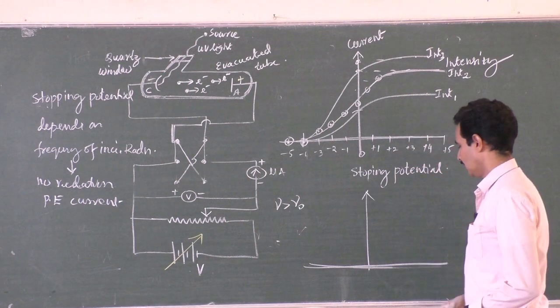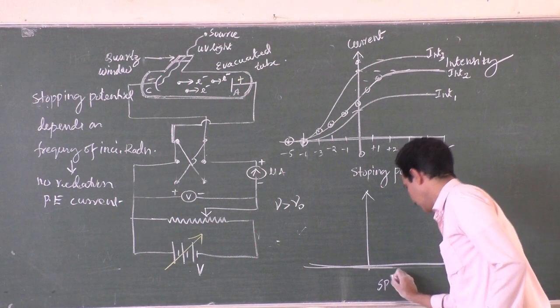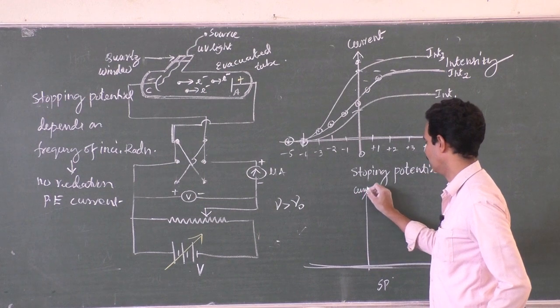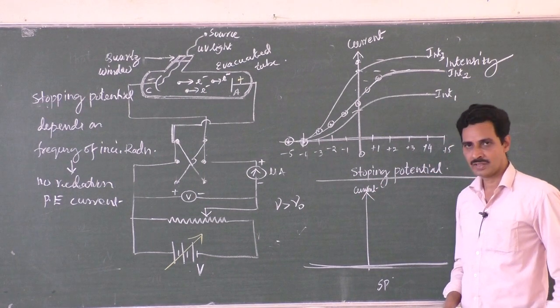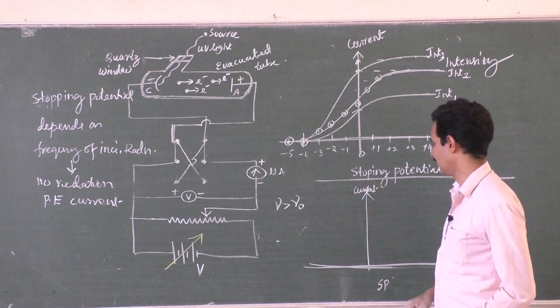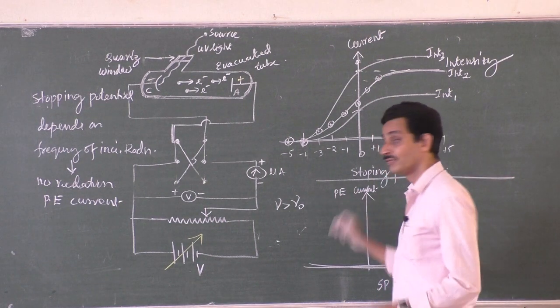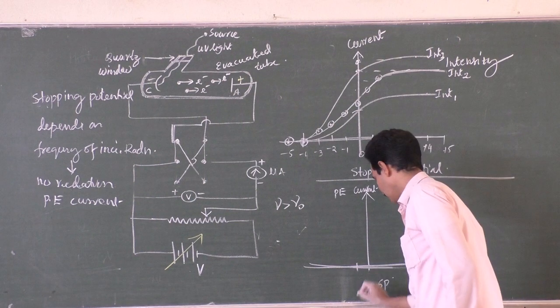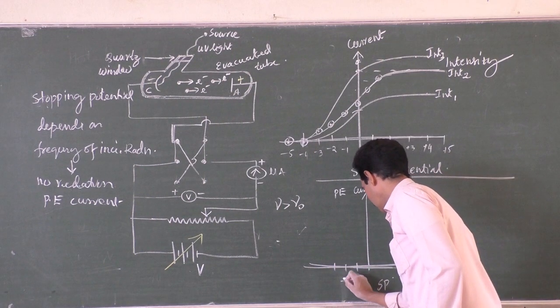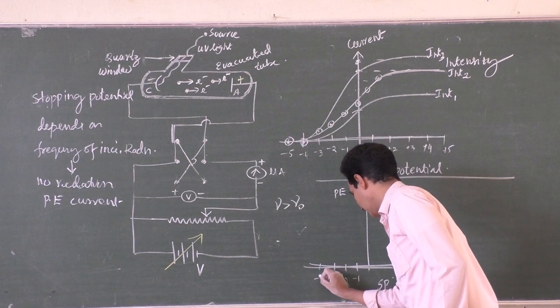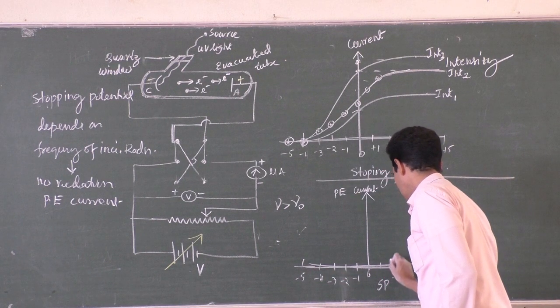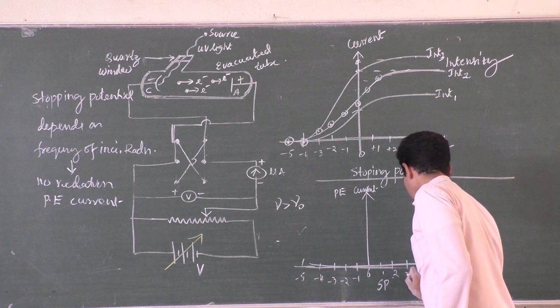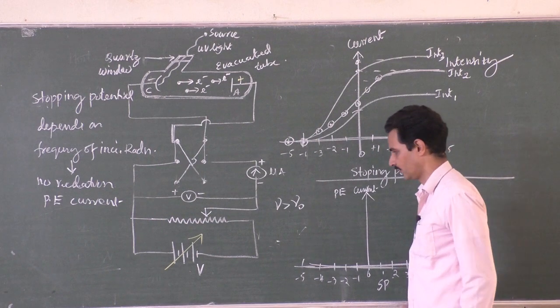Stopping potential here and photoelectric current. A graph of stopping potential with the photoelectric current for different frequencies now. This is minus 1, minus 2, minus 3, minus 4, minus 5, 0, 1, 2, 3, 4. We'll do it for different frequency.